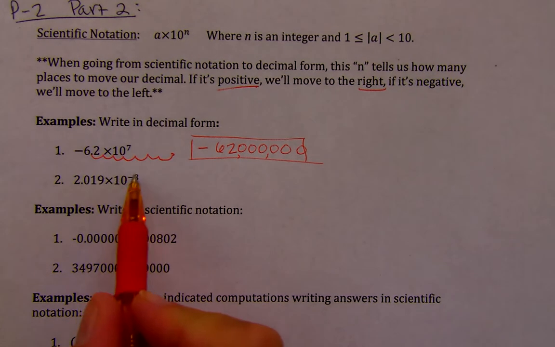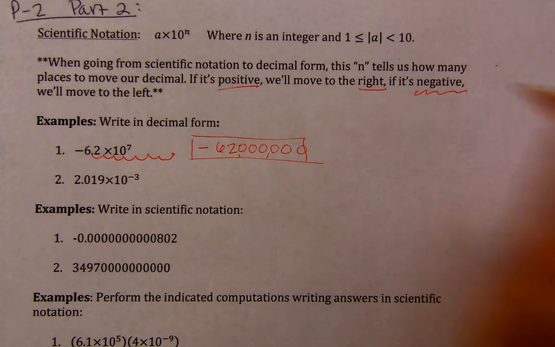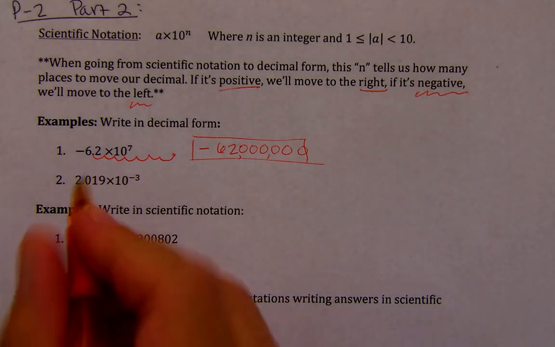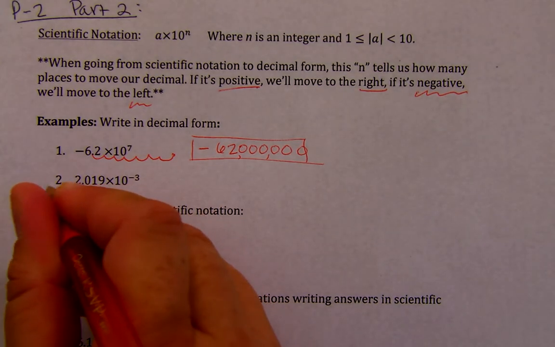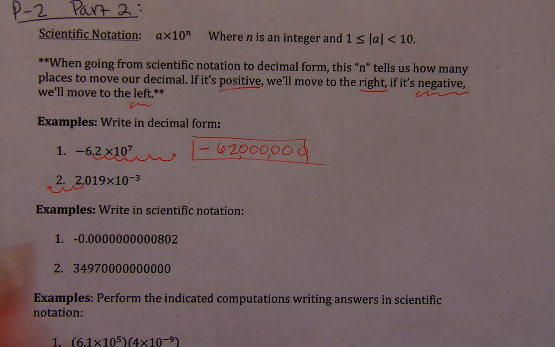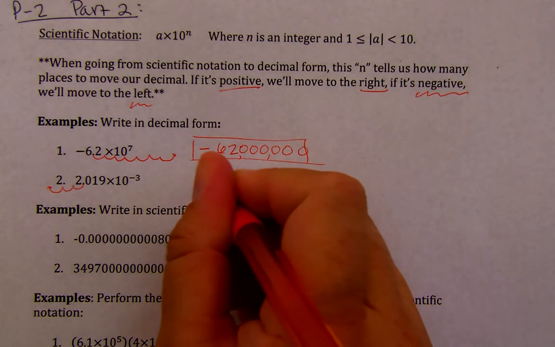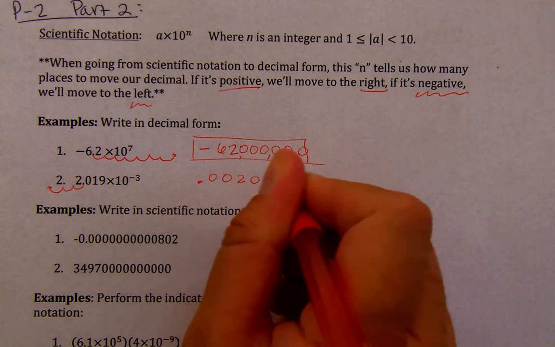Now looking at this number, our exponent is negative. So if our exponent is negative, then we move to the left. So we're moving our decimal place to the left 3 spaces. And those empty spaces again get filled with zeros. So we have 0.002019.